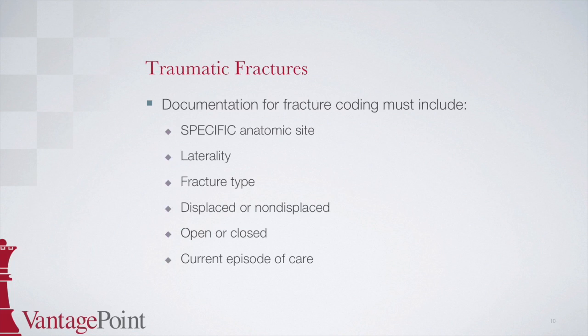One of the reasons why there are so many more codes in ICD-10 than ICD-9 is due to traumatic fracture coding. Documentation for ICD-10 must include the specific anatomic site, such as medial condyle of femur, and laterality, which should always be documented for this chapter. For example, it was the medial condyle of the right femur.